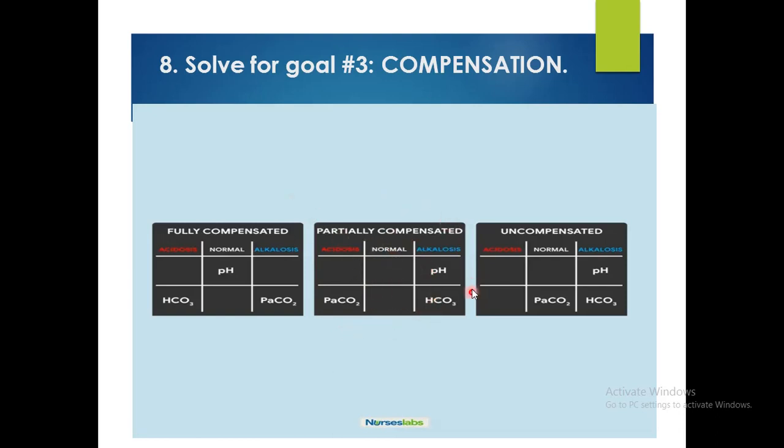I am talking about the partially compensated metabolic alkalosis. Alkalosis because the pH is increased. Metabolic because bicarbonate ions are increased relative to carbon dioxide. If carbon dioxide had decreased, then what would it be? It would be respiratory alkalosis. And now if there is no compensation, uncompensated, then carbon dioxide will be in normal range. However, pH and bicarbonate will be increased.